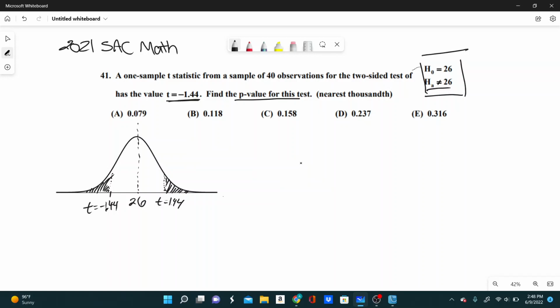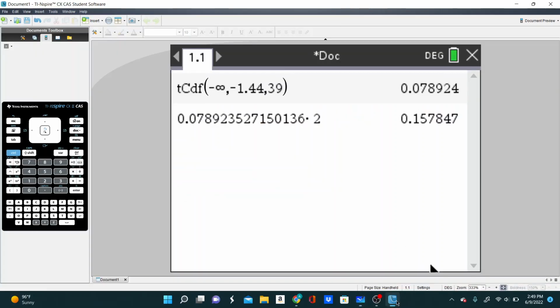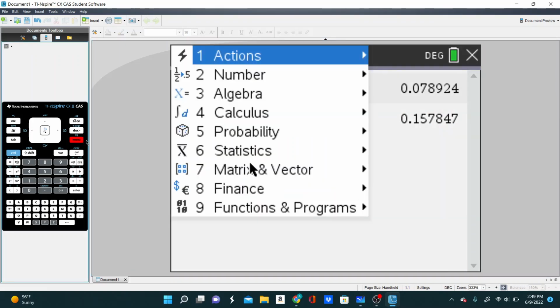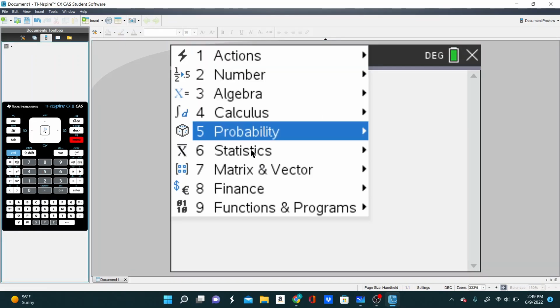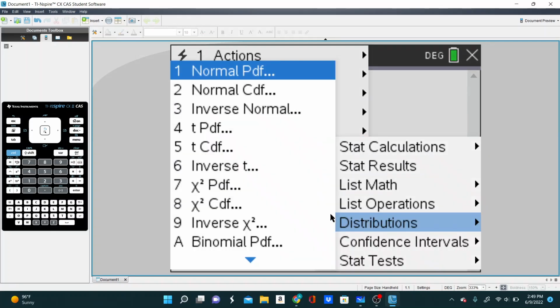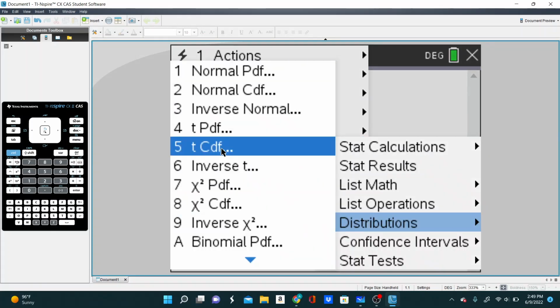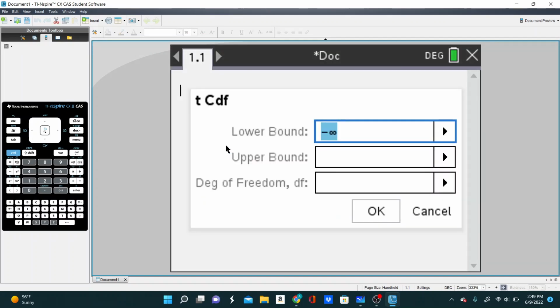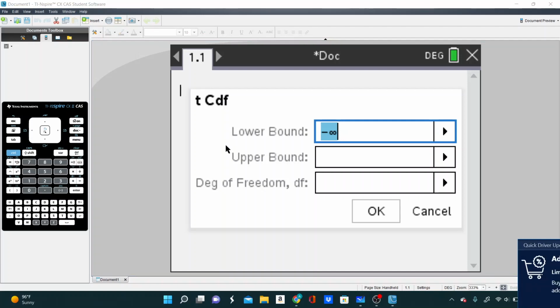Well, luckily, we have a program on our calculator, on the TI-Nspire and on the TI-84, that will help us do this. So I'm going to go over to my Nspire, and you go to Menu, Statistics, and then Distributions, and then you want to use a tCDF because you're finding the area under the curve. So tCDF, I'm going to do the lower portion, and then once I do the lower portion, I can just multiply by 2 to find the total area.